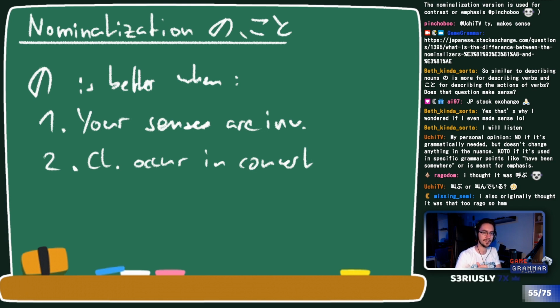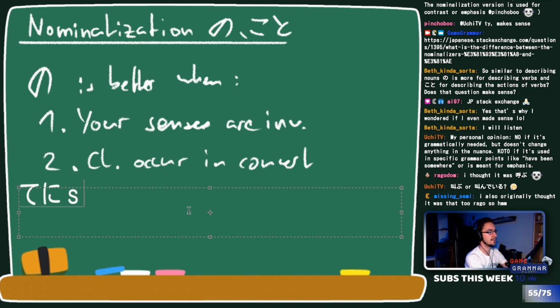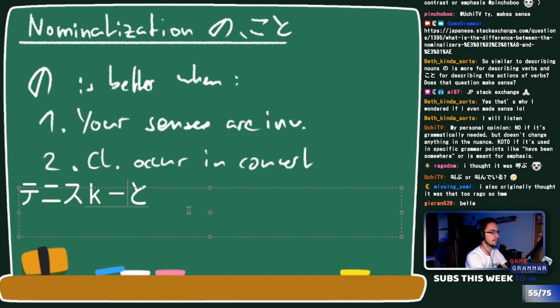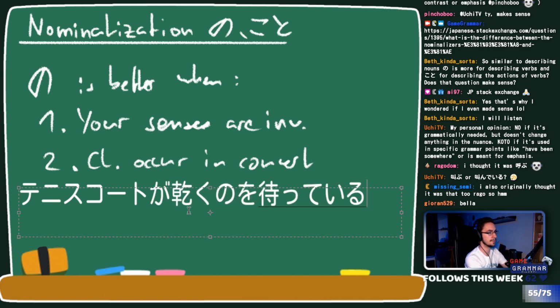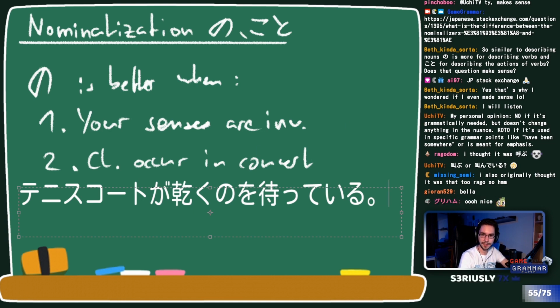So those are things like matsu, when you wait. So imagine when you wait for something to finish, for example, right? Like you're waiting for something to dry, right? So here the example sentence that we have is something like テニスコートが乾くのを待っている. Okay. Hello, Joran. Am I reading that right?